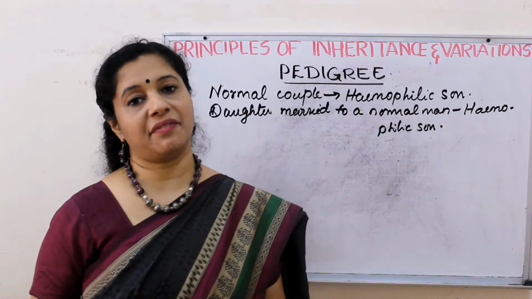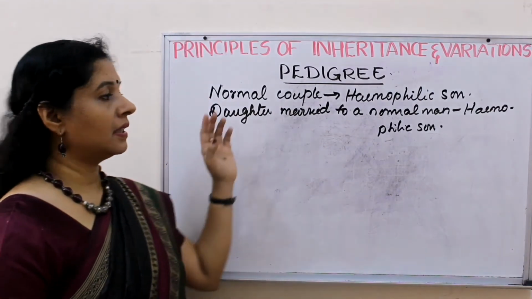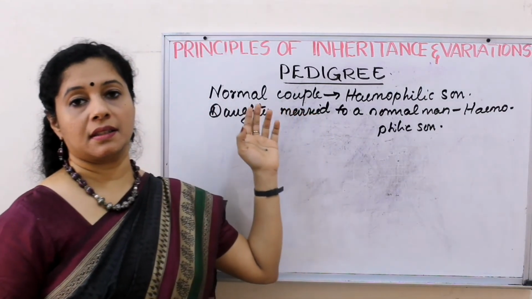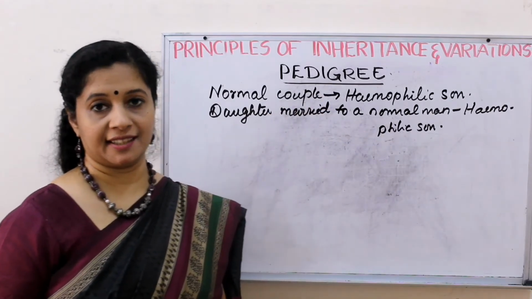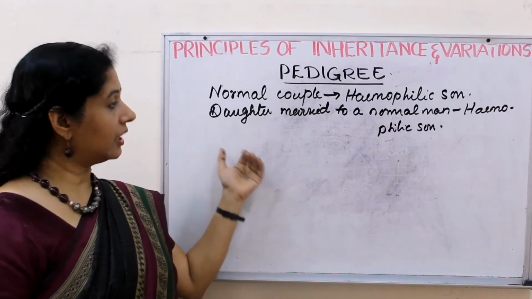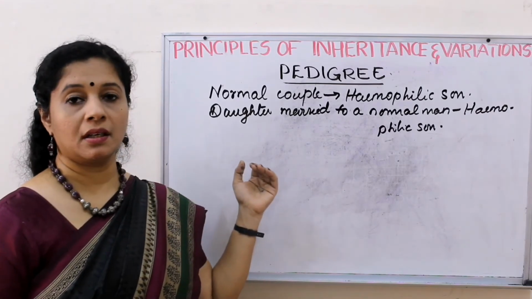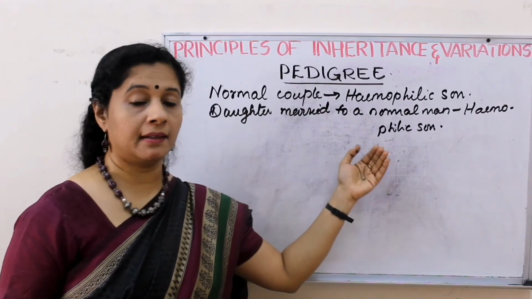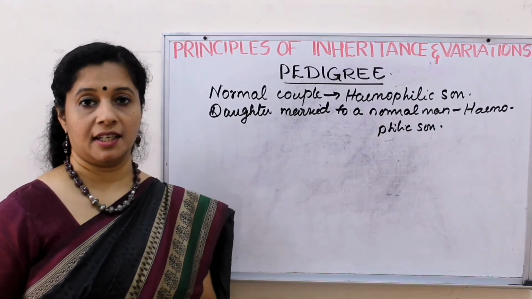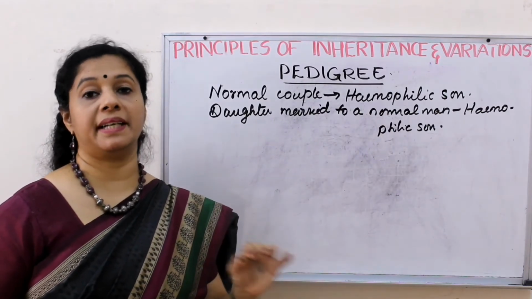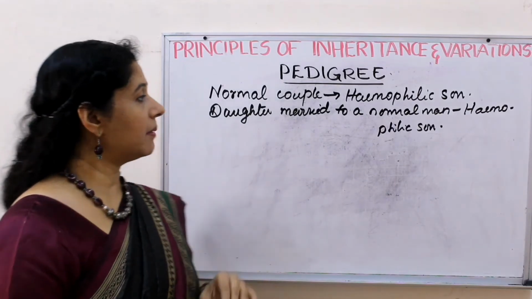Let us now look at a different type of question. Here, a normal couple is getting married, but their son turned out to be hemophilic. And their daughter, who is normal, is married to a normal man, but unfortunately their son also becomes hemophilic. Here you have to represent a pedigree. So how will you make a pedigree?